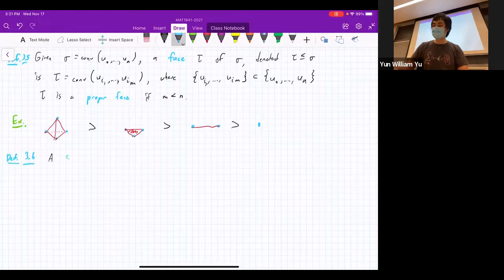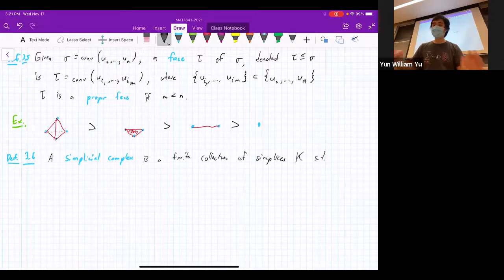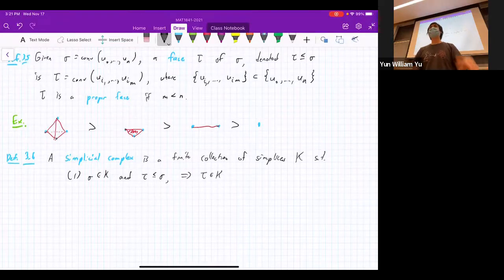So a simplicial complex is a finite collection of simplices K, such that there are a couple of important conditions. The first condition is that if sigma is in K and tau is a face of sigma, then that implies that tau is in K. Okay, so if you include a simplex, you also have to include all of its faces. Well, that's not too difficult. The second one is a little bit more complicated.